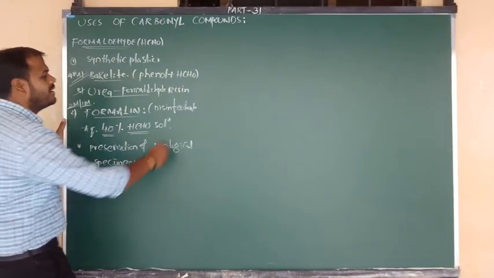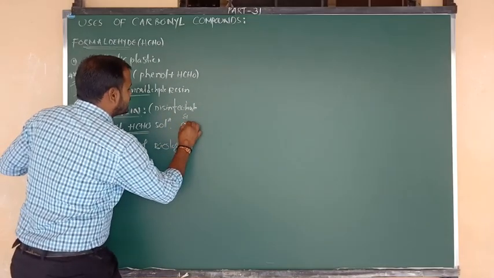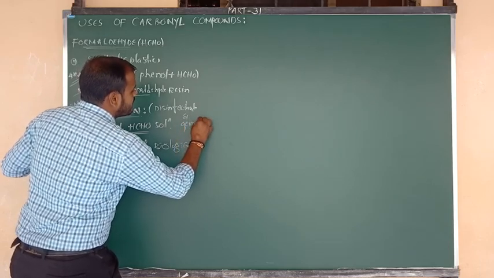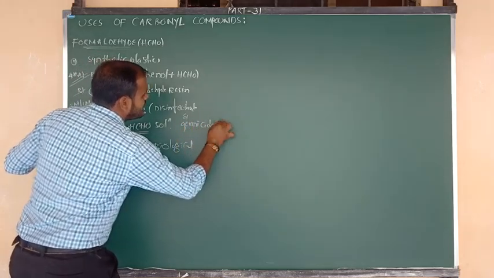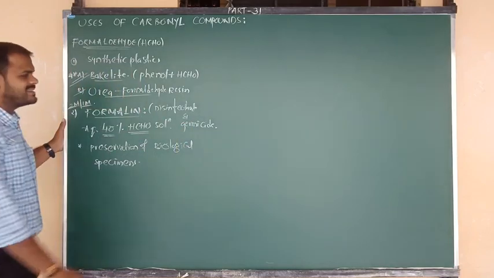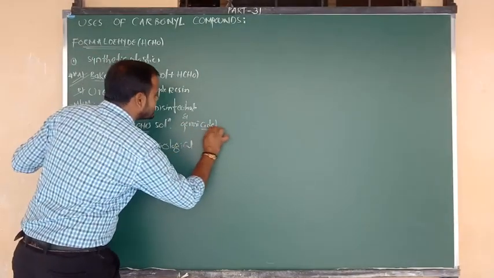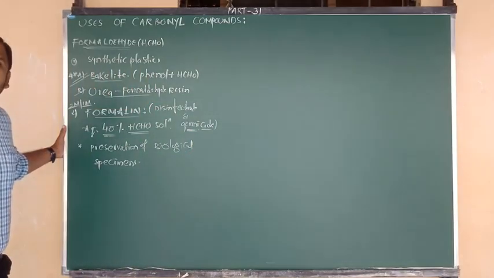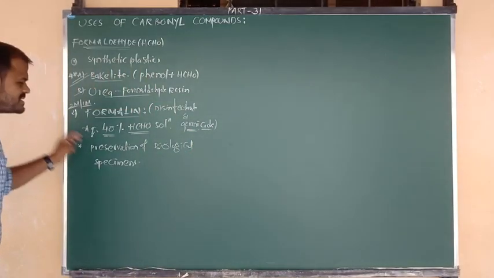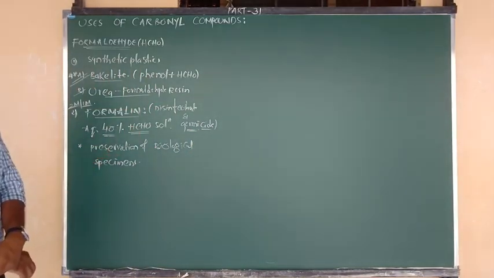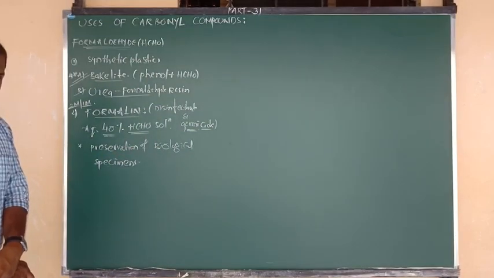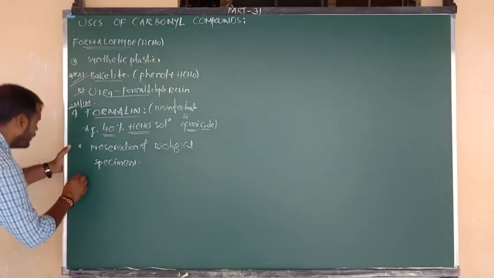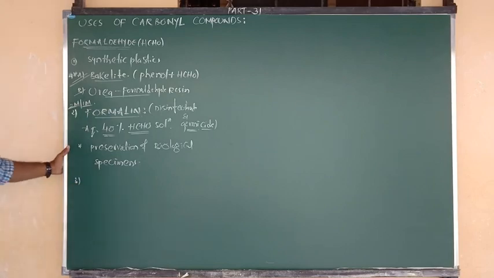So it kills microorganisms, which means it has a germicidal nature. Germicide: cide means kills. What does it kill? It kills germs, I mean microorganisms, and so they can preserve the biological specimens. I hope you understand that clearly. Good. Next is another use of formaldehyde.